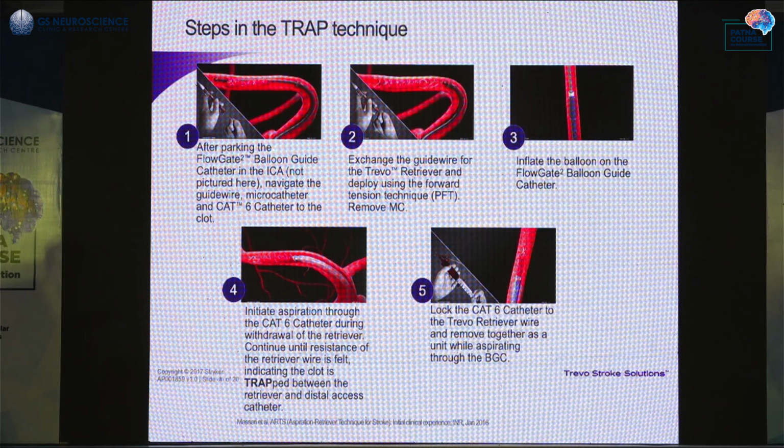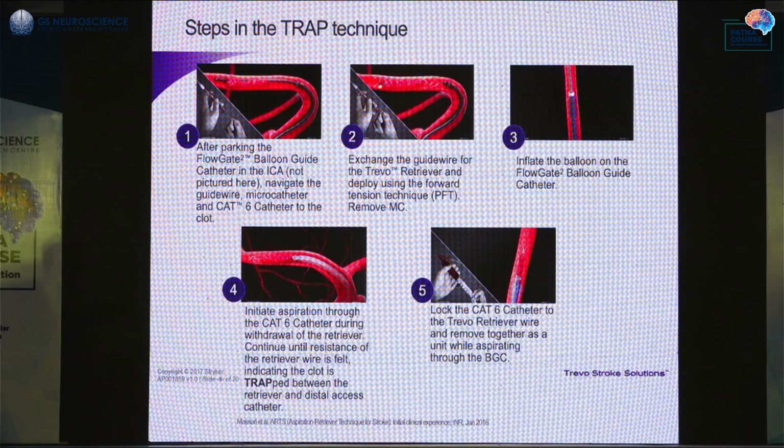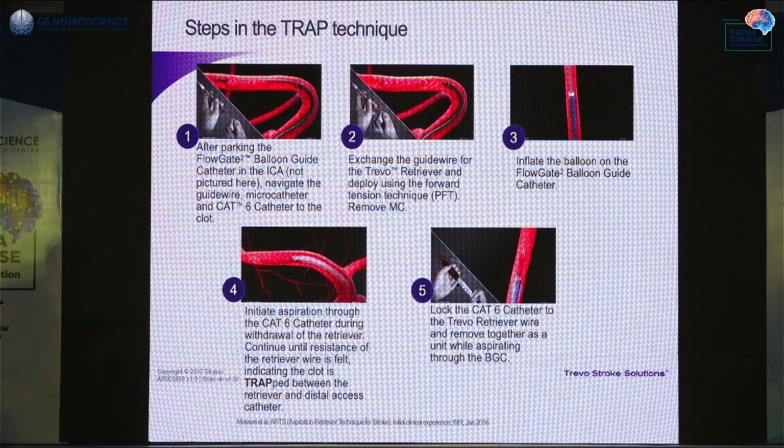They first place the balloon catheter, then the triaxial system, open up the stent retriever inside the thrombus, inflate the balloon, and aspirate with the aspiration syringe, a 20cc syringe.